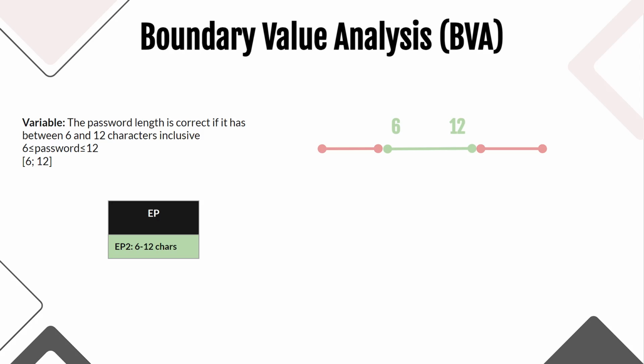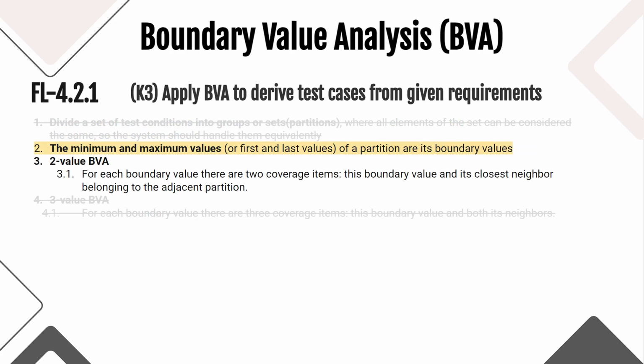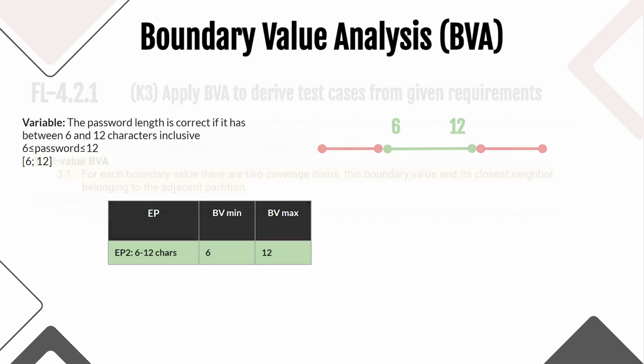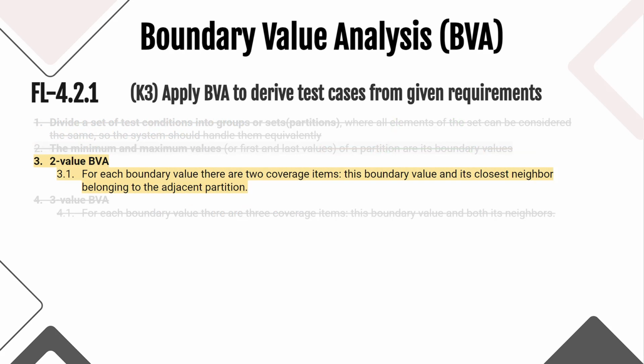For example, 1 valid partition, 6 to 12 special characters. The next step is to define boundary values. The minimum and maximum values, or first and last values, of a partition are its boundary values. In our case, 6 and 12 are boundary values. Again, everything seems obvious and goes smoothly, and we can move to the last step. For each boundary value, there are 2 coverage items: this boundary value and its closest neighbor belonging to the adjacent partition.